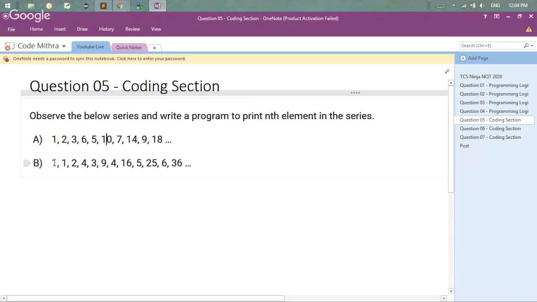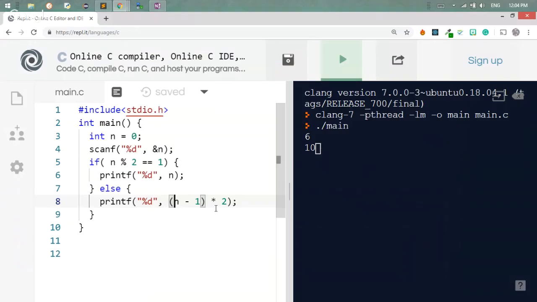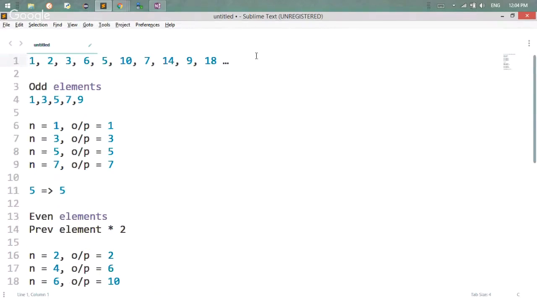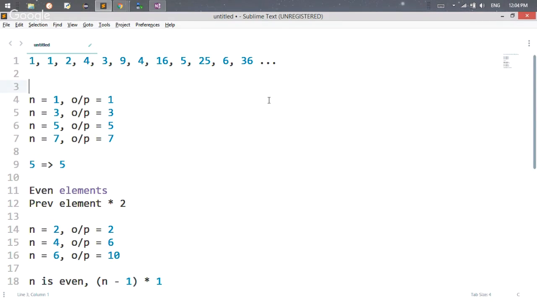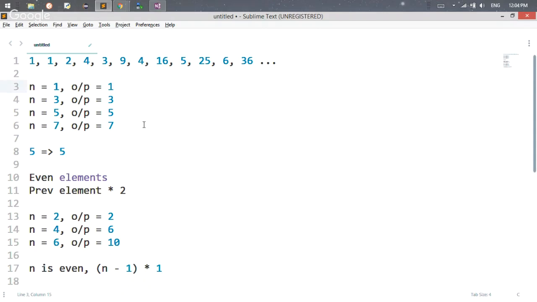Okay, so the second one. The second series that we have over here, these are all series-based questions, guys. Again, two different series are there. If you observe, if n is odd, look over here. If n is 1, the output is 1. If n is 3, the output is 2. If n is 5, the output is 3, and if n is 7, the output is 4. So 1, 2, 3, 4, it is linearly increasing, right?